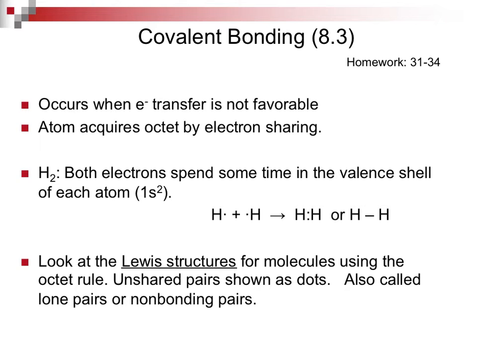This is a very short, but also an extremely important section. We just talked about ionic materials, and that's electron transfer. But when electron transfer is not favorable, what you're going to have is electron sharing. And electron sharing is another way to talk about covalent bonding.